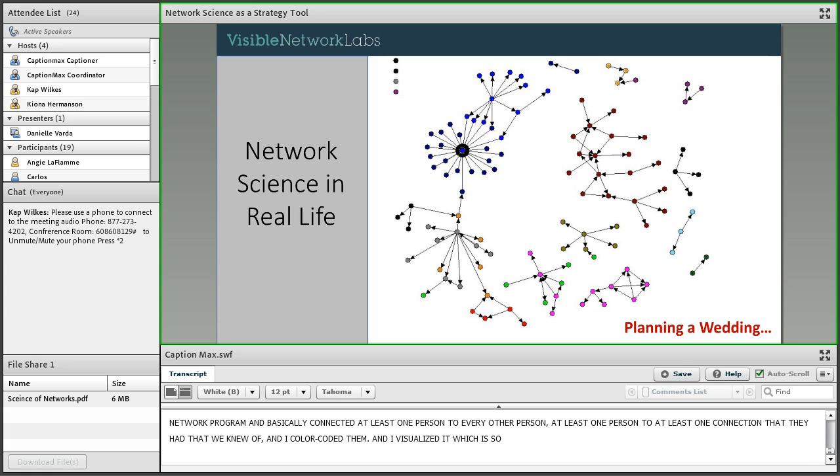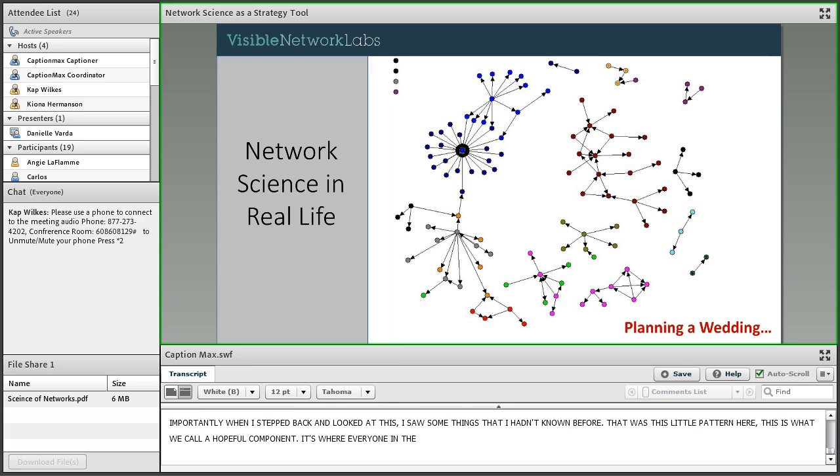So I put it into my networks program and basically connected at least one person to every other person, at least one connection they had that we knew of, and I color-coded them. And I visualized it, which is so fun when you're doing network data work. And it was great because I could instantly see a little bit of pattern where I could start building some eight-tops and put together people this way.